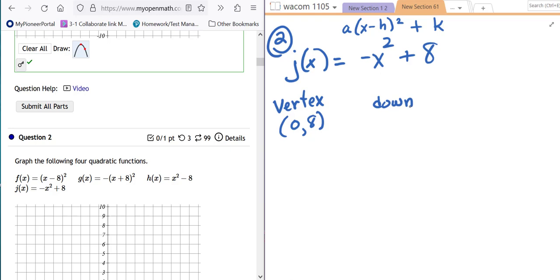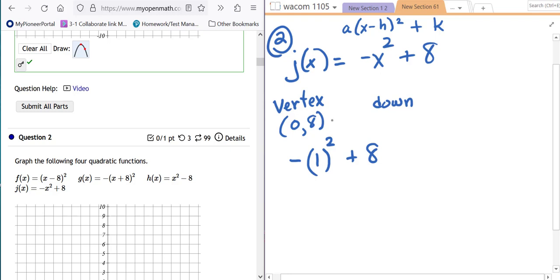And so plugging in 0 is not going to help us. We're getting a random point. We'll just plug in a 1, right? So if we do 1, now the negative is not going to the power because you don't have parentheses up here. The 1 is going to the power. 1 squared is 1. So we have negative 1 plus 8. This will give us 7. What we plugged in was 1. So (1, 7) will be a random point.